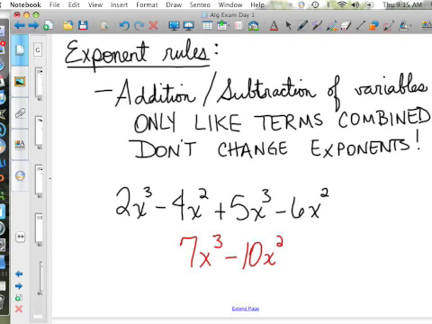Remember, we want to write it in descending order of powers. So our x cubed term would come first. 7x cubed. We have a group called x cubed. How many are in that group? We've got 2 and 5, so there are 7 in the group x cubed. We've got a group called x squared. There's -4 and -6 for a total of -10 in the group x squared.